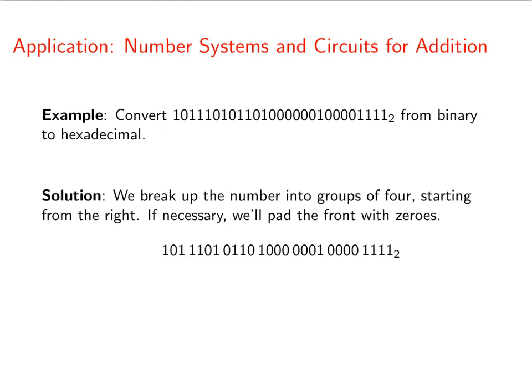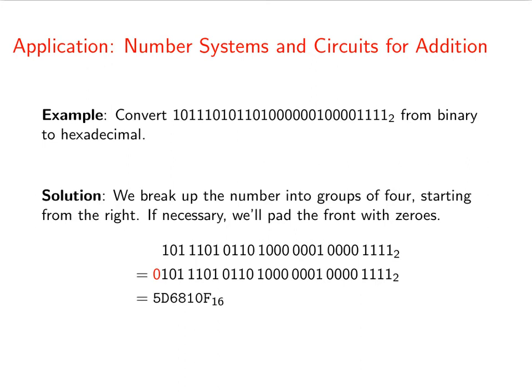We started from the right, and notice that on the far left, we didn't have enough because the number of bits that we started with wasn't divisible by 4, but that's okay. What we do is we pad on the left with an extra 0. Now, each one of these groups, and you should see how many we have, 1, 2, 3, 4, 5, 6, 7 groups. Each one of these groups gets converted into a hex digit.